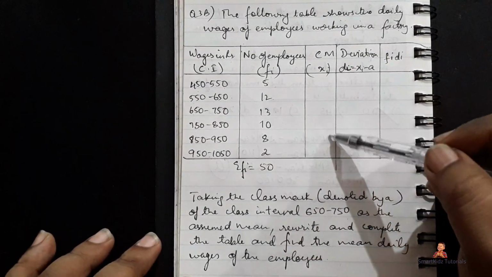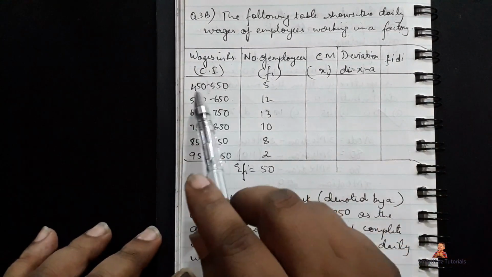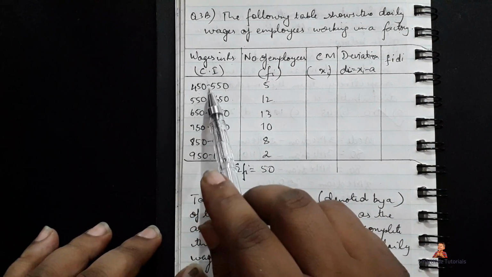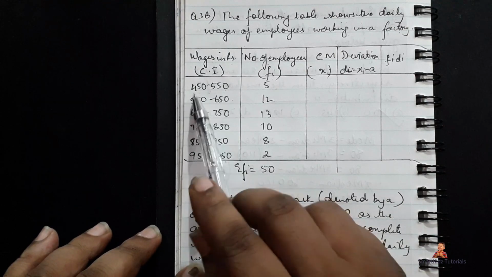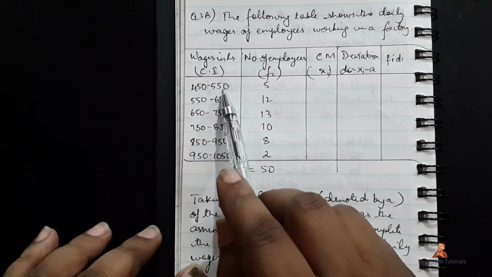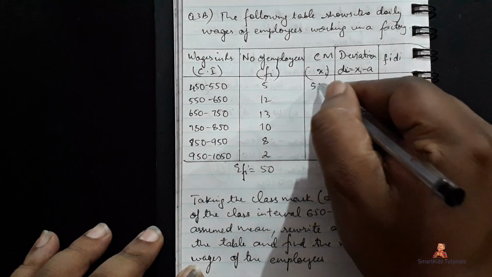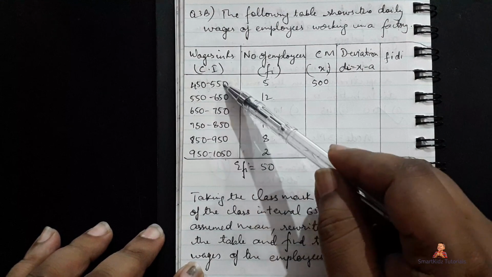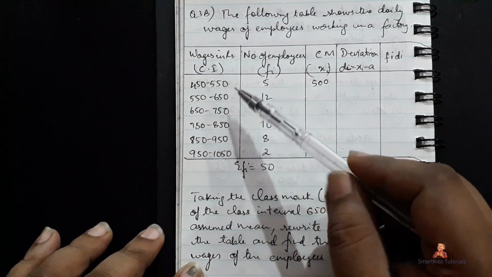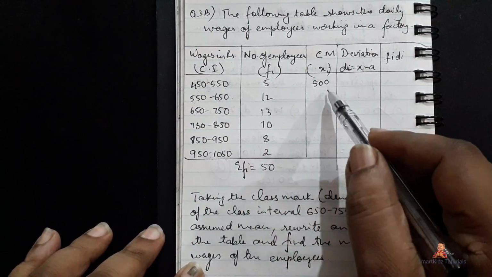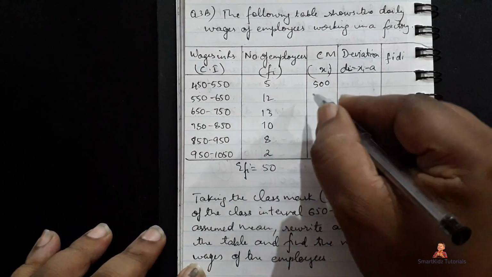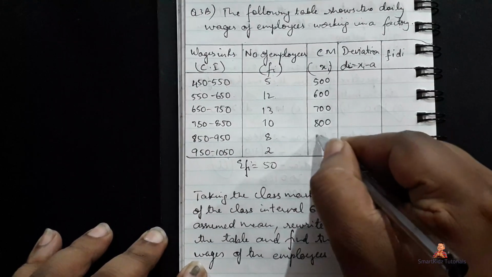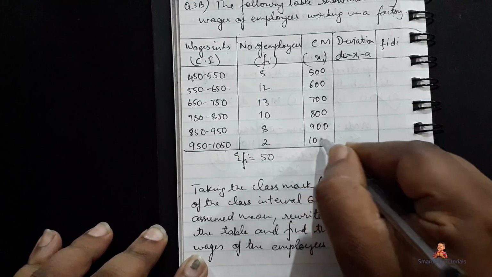So first we'll get the class mark. So class mark, how do you get? You get the class mark by adding the lower limit and upper limit and dividing it by 2. So that is always a number that comes between these two figures. Okay, so in this case, it will be 500. And if you have a look, the gap between 550 and 650 is 100. Hence, you will find that the class mark has a gap of 100. So this will be 600, 700, 800, 900 and finally 1000.